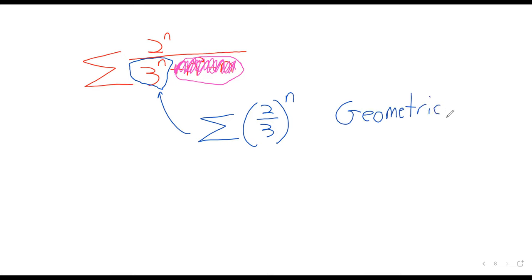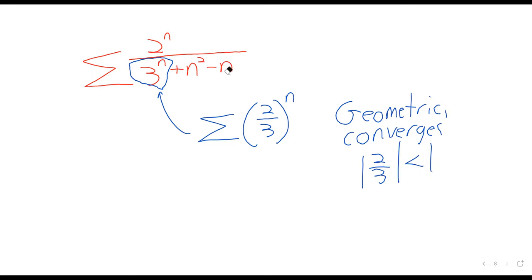And this is geometric, and it converges. It converges because the absolute value of 2/3 is less than 1. So this sounds like the limit comparison test. The argument that we're making here is that this series looks like a convergent series, so I'll bet it converges. That is a limit comparison test style argument.